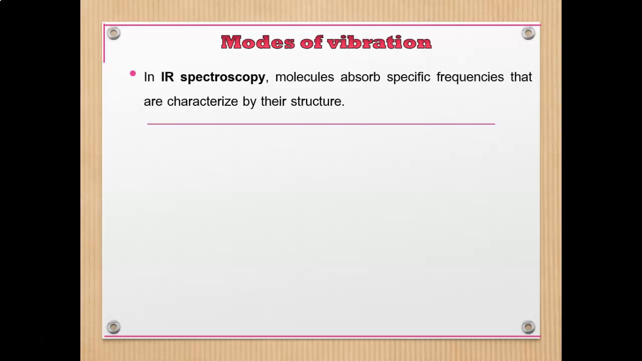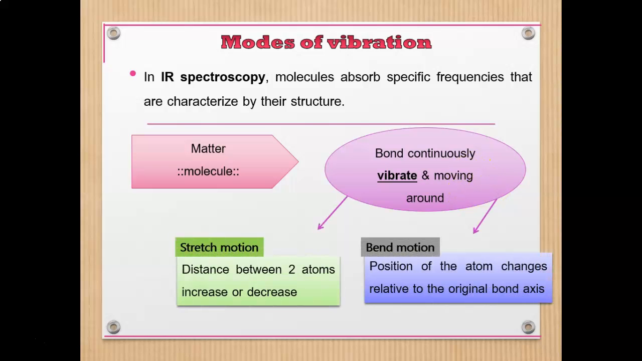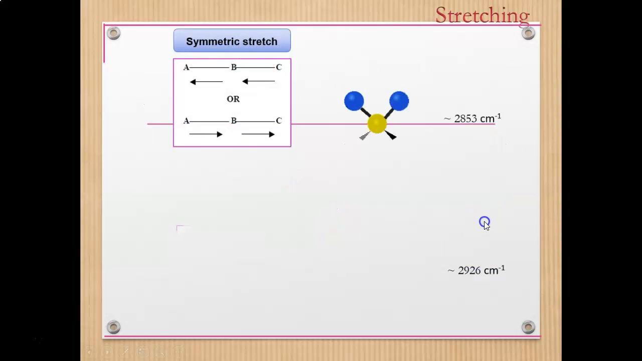We continue our lecture with infrared transform spectroscopy in part 2. Okay, continue with the modes of vibration. Molecules absorb specific frequencies that are characterized by the structure. So the motion of the molecule is in terms of the bonds vibrating and moving around in either stretching or bending motion. For stretch motion, it is the distance between two atoms which either increases or decreases. And bend motion is where the position of the atom changes relative to the original bond axis.